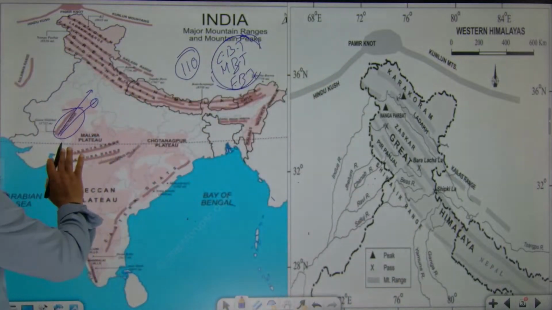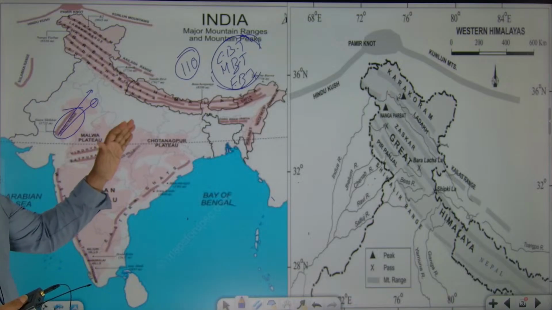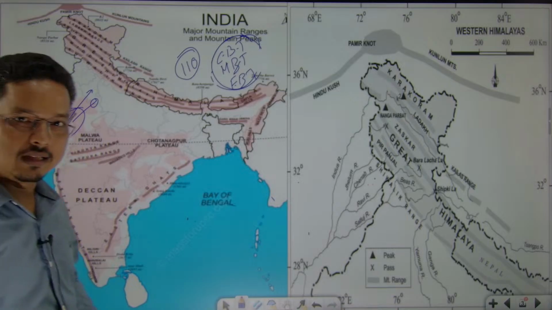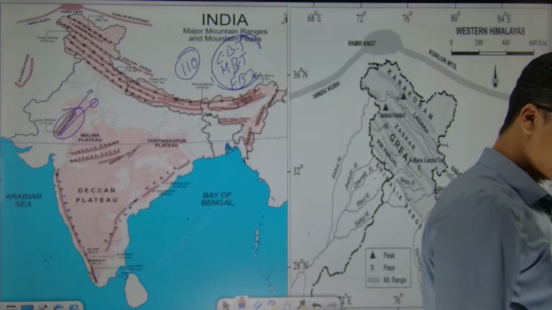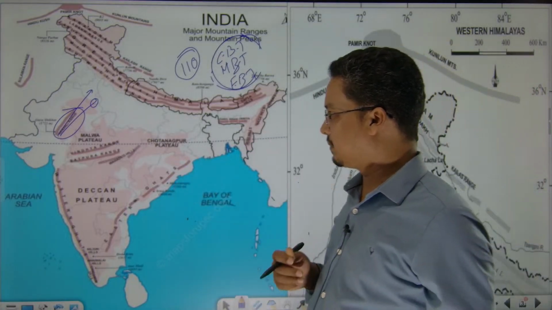But that does not mean the Aravalli range has only salt water lakes. It also has some beautiful freshwater lakes. So this would be the Aravalli.